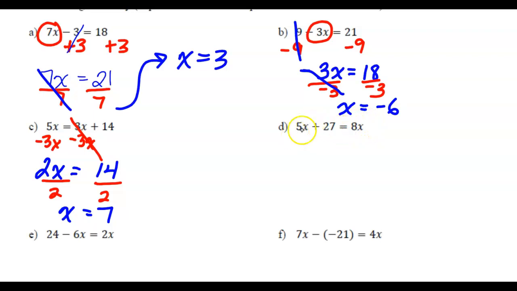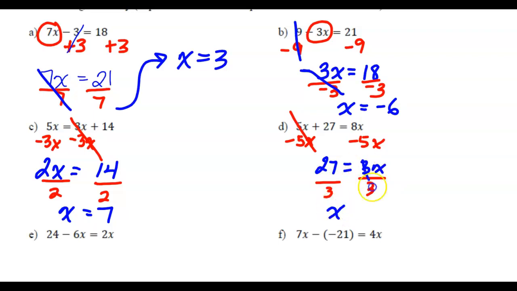Here, there's x on both sides. The right side has an x term, so I'm going to leave the 8x there. Then I'm going to subtract 5x, because I can't have x's on both sides. And then I'm left with 27 equals 8x minus 5x is 3x. And then I'm going to divide by 3. So x equals 9.